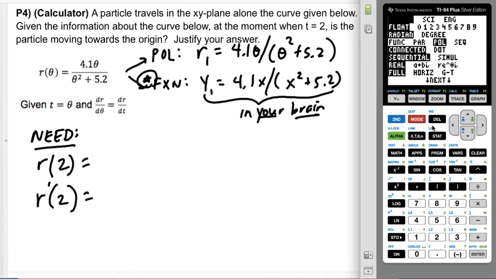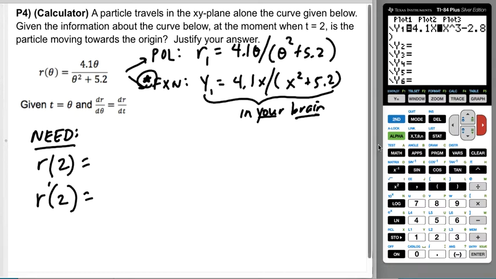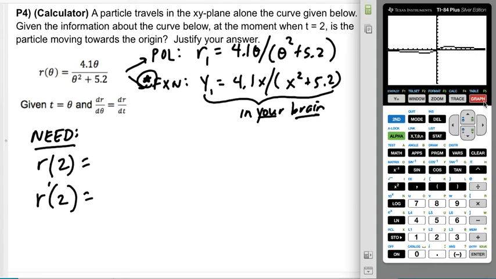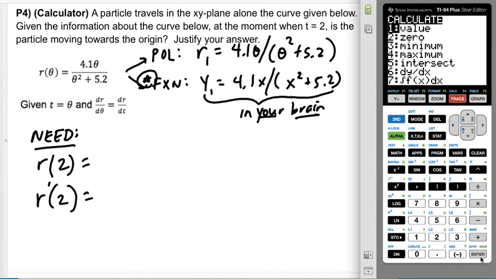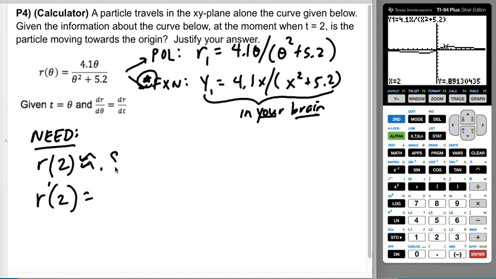So I'm going to suggest that you go to function mode and instead type in your 4.1 x, yeah, that one was multiplication, sorry, my bad, divided by x squared plus 5.2, right? And I graph it, right? And I'm going to go ahead and do second trace, and I want value, and I want it when x is 2, because that would be my theta, right? And so I get that this is approximately 0.891, which is greater than 0. That's really all I care about, right?